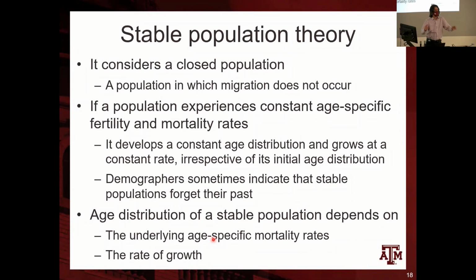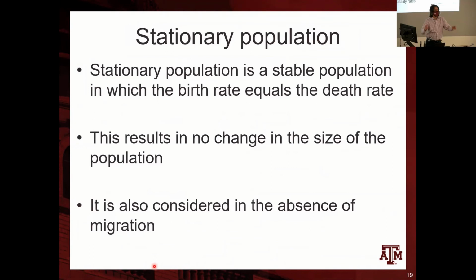If more people are being born than dying in a specific year, what happens to the population size? It increases. It has a positive growth rate. If we have less people being born and more people dying, what happens to the population size? Decreases. So we have a negative growth rate. If in that same society, the overall number of people being born and dying is similar, then you don't have population growth and you don't have population decline. In that specific case, we have a stationary population. It's one of the three kinds of a stable population.